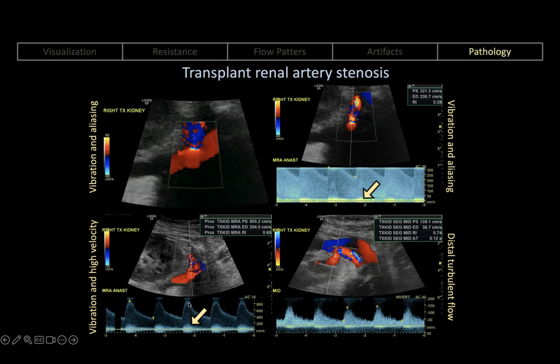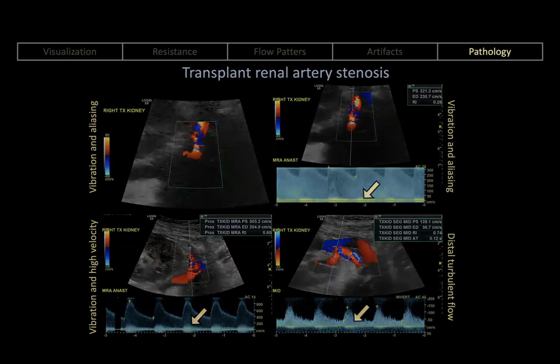You can see it a little better when the spectral waveform is fixed. When we've increased the scale here, we can see plug waveform, high velocity, vibration artifact, and then as we go more distally in the renal artery, we see this turbulent waveform pattern here. And so this has all the hallmarks of a transplant renal artery stenosis.